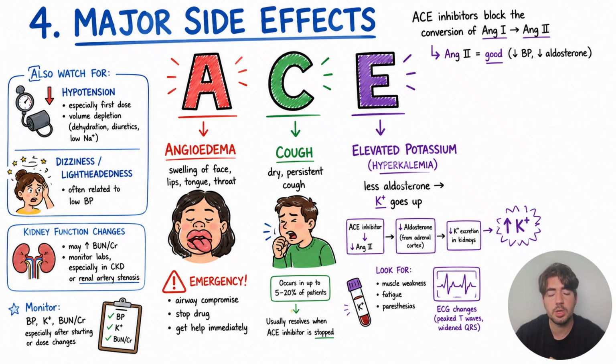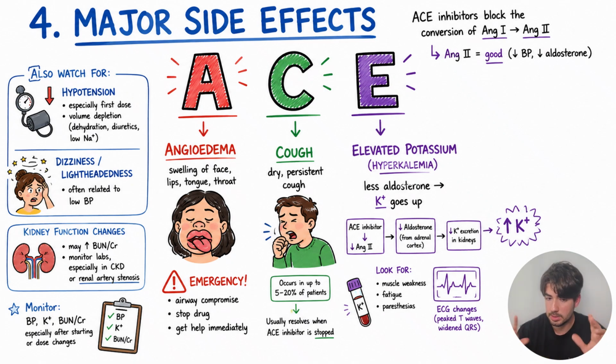This happens because ACE inhibitors increase something called bradykinin, and the cough is usually not dangerous, but it becomes, of course, bothersome enough that the provider usually needs to change the medication in some patients. And E is for elevated potassium. So ACE inhibitors can cause hyperkalemia. Why? Because less angiotensin 2 means less aldosterone. Less aldosterone means the kidney excretes less potassium. So less aldosterone, more potassium. Also remember that ACE inhibitors can cause hypotension, dizziness, and changes in kidney function.